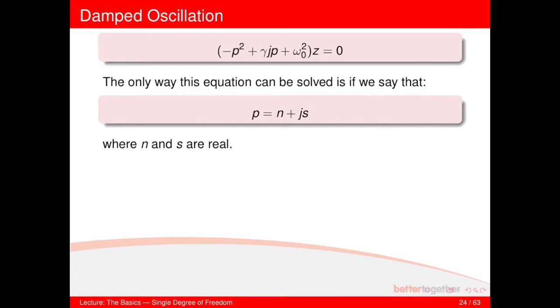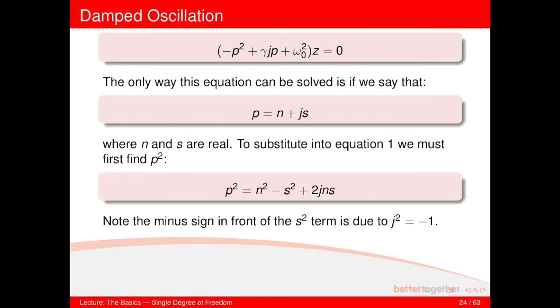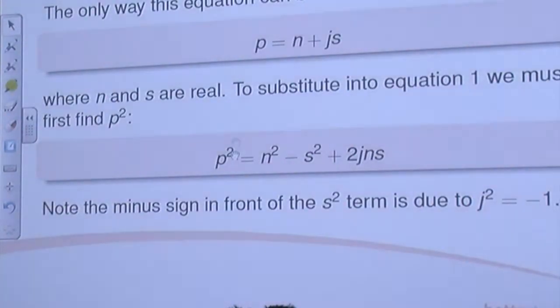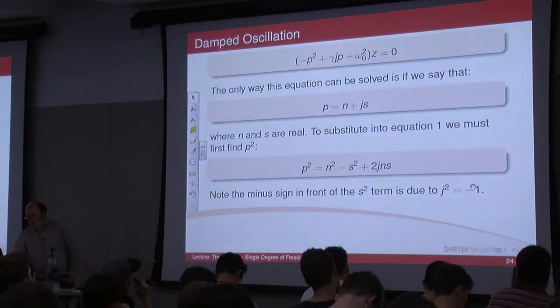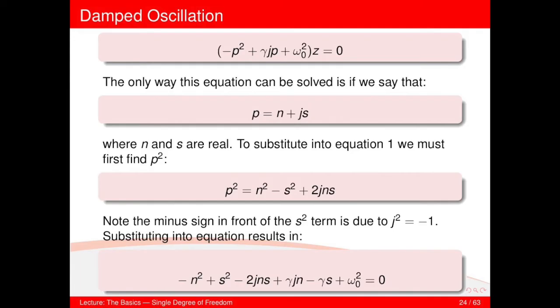p equals n plus js. Again, n and s are just terms we're using. They'll disappear in a minute. So we make the substitution in there. Obviously p squared is n squared minus s squared plus 2jns, and the minus sign in front of the s term is because j squared is minus 1. So we can stick that in for p squared, and for p we can stick in n plus js. So we end up with this equation on the bottom.